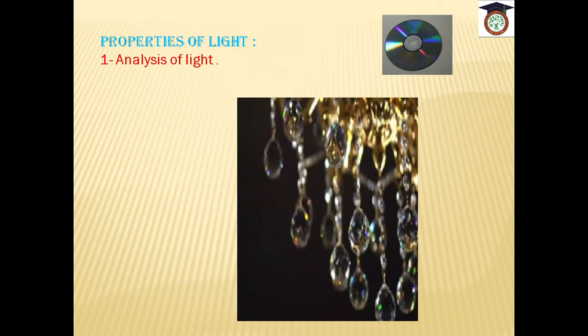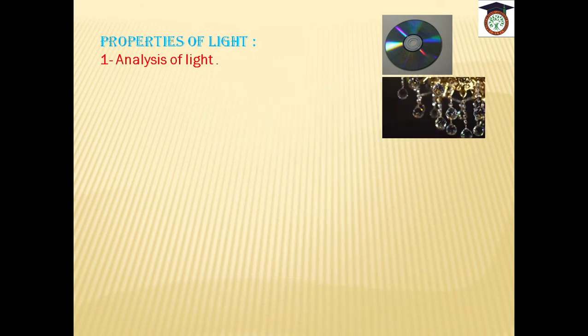Now we're going to discuss the properties of light. Number one, analysis of light. What is the meaning of analysis of light? Let's see first. Did you see a CD player before facing sunlight? You will see some colors formed over this CD. How? Where do these colors come from? Also, the crystals at your homes. You can see some colors formed over the crystal. Why?